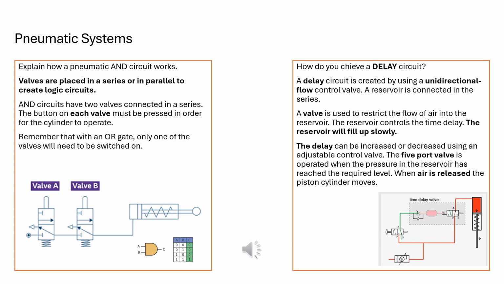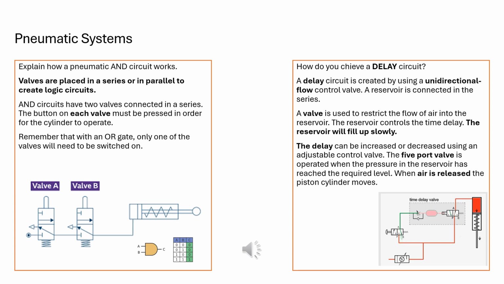So you think back to how we did logic gates. Both of these valves need to be pressed in order for the cylinder to operate. Now with an OR gate, it would only need to be that one of those valves is pressed in order for the circuit to activate and for the cylinder to operate. So just bear that in mind.